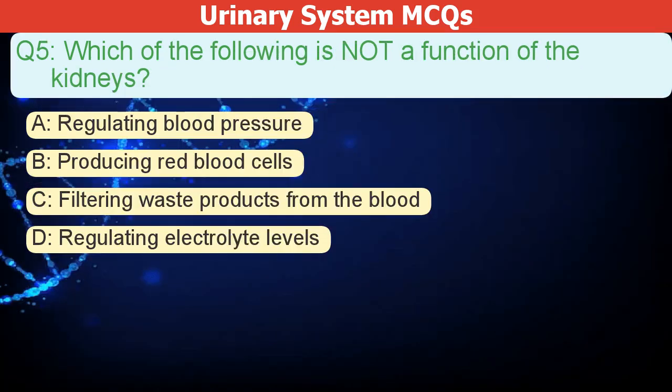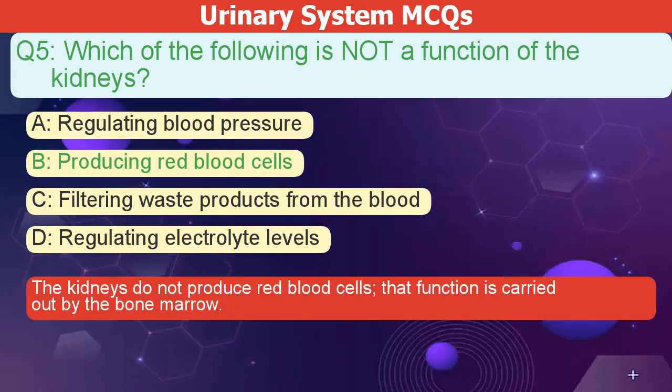Which of the following is not a function of the kidneys? A. Regulating blood pressure. B. Producing red blood cells. C. Filtering waste products from the blood. D. Regulating electrolyte levels. The correct answer is B. The kidneys do not produce red blood cells. That function is carried out by the bone marrow.